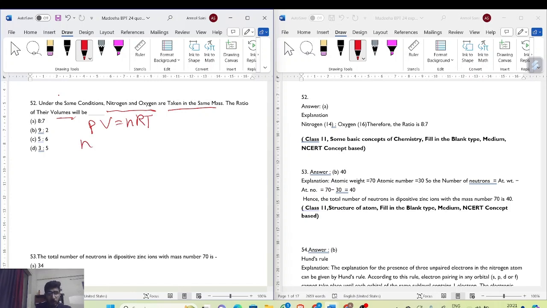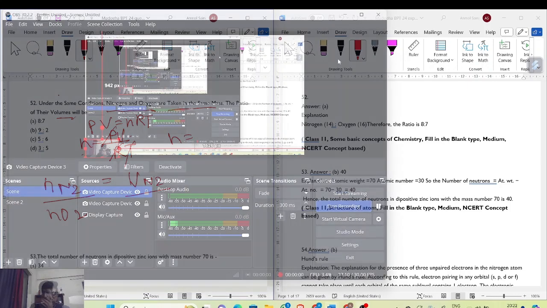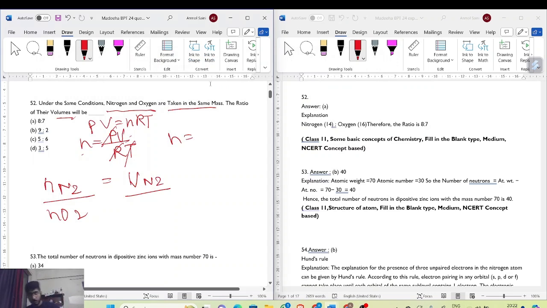So n is equal to PV upon RT. Now we will compare. Here we have the same condition, which means pressure will be the same, temperature will be the same, and the gas constant R will be the same. So we have to calculate n and V, and from this we can find their ratio. For n of nitrogen, meaning N2, and n of oxygen, meaning O2, their ratio will be the volume of N2 divided by the volume of O2.